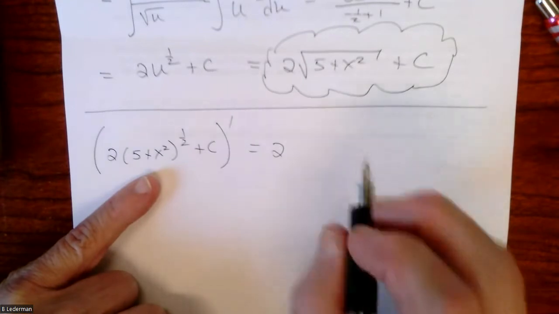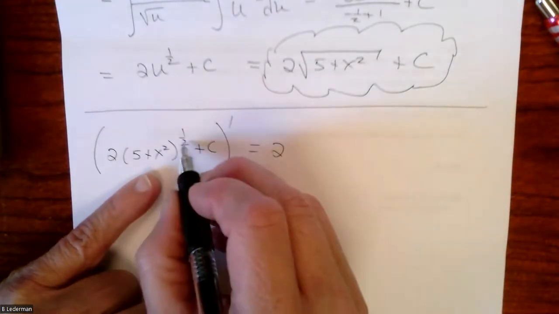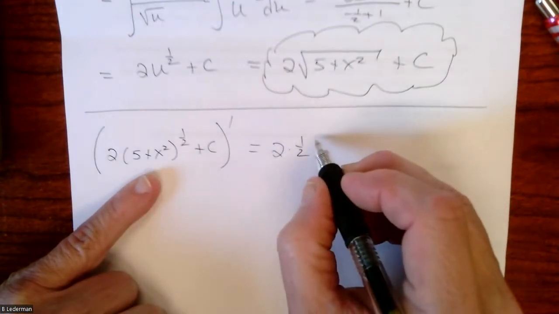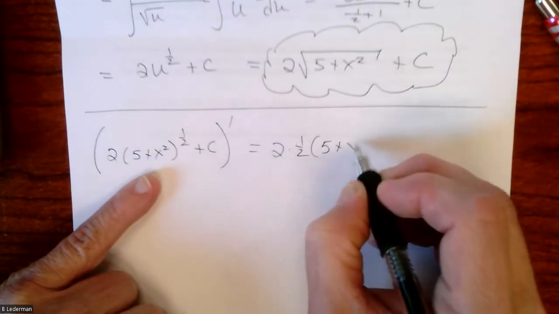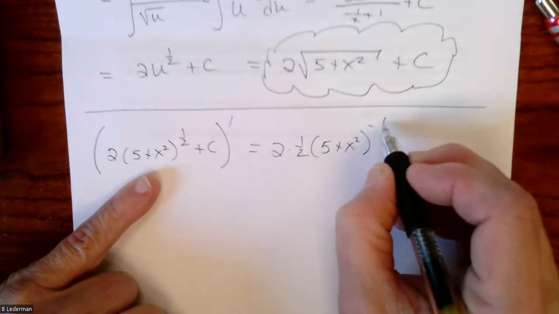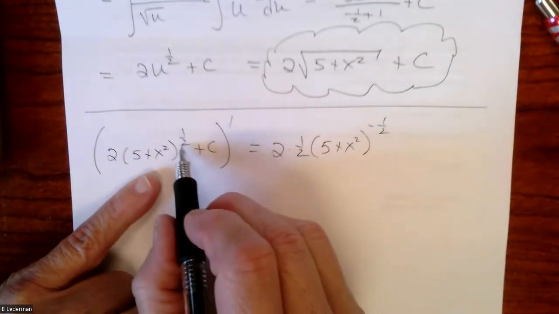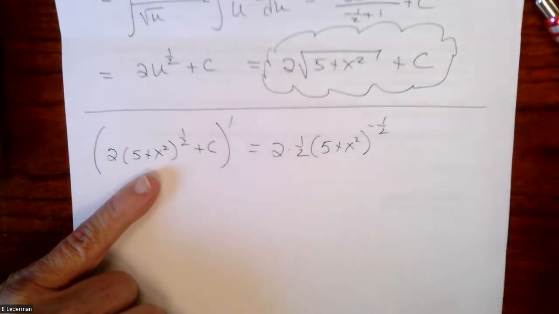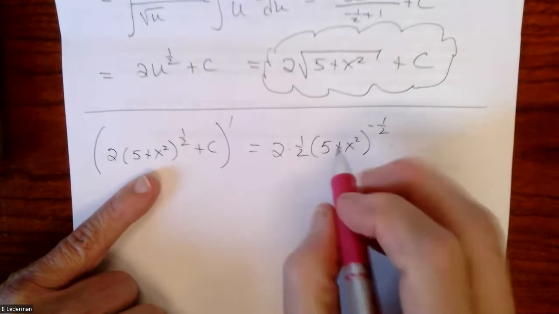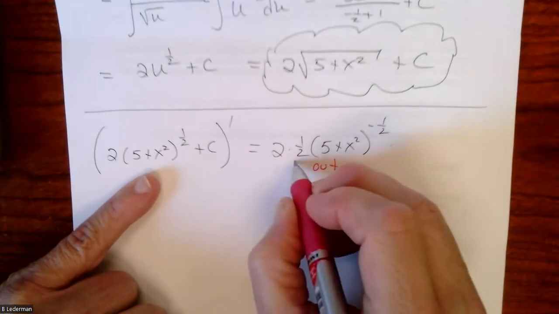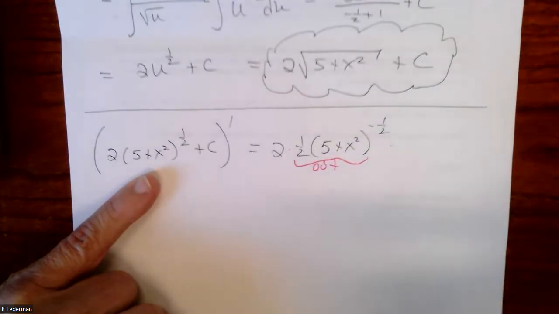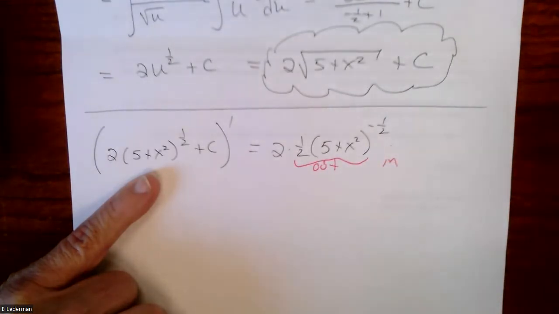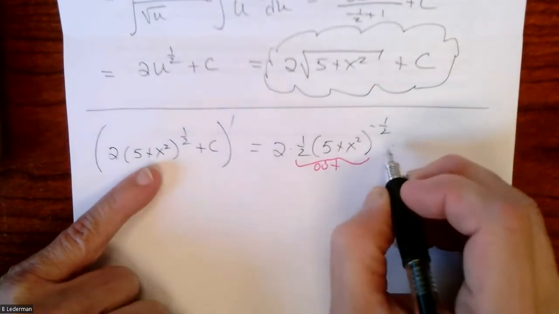But let's just take the derivative of this. Let's do the outer derivative first. It's 1/2, so this 1/2 comes out to the front, and then times 5 plus x squared to the negative 1/2, because I'm doing 1/2 minus 1, which becomes negative 1/2. This all was the outer derivative, times the inner derivative, which is just 2x.